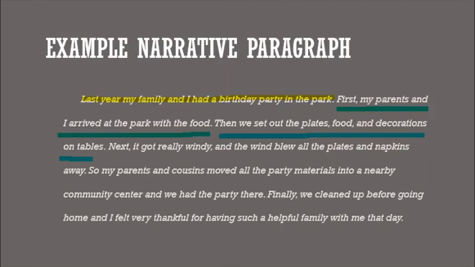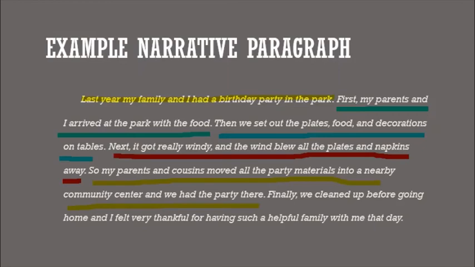Next, it got really windy and the wind blew all the plates and napkins away. This is the problem. So my parents and cousins moved all the party materials into a nearby community center and we had the party there. This sentence is the solution, describes the fix for the problem. Finally, we cleaned up before going home and I felt very thankful for having such a helpful family with me that day. The paragraph ends with the concluding sentence.